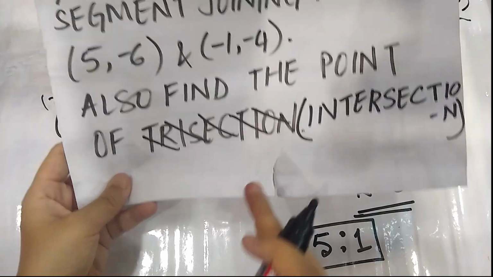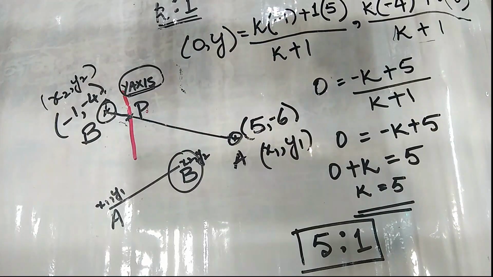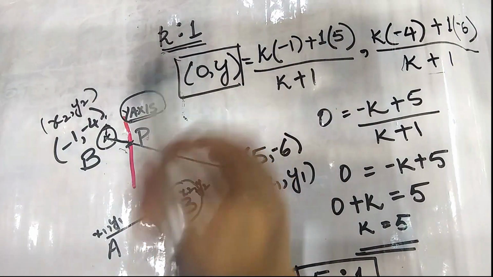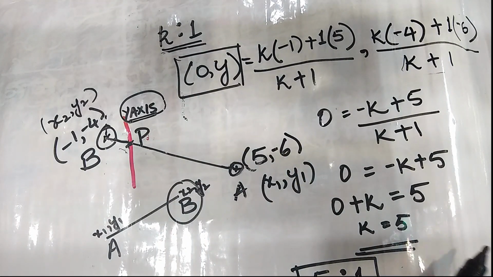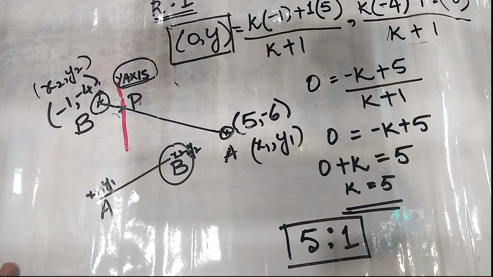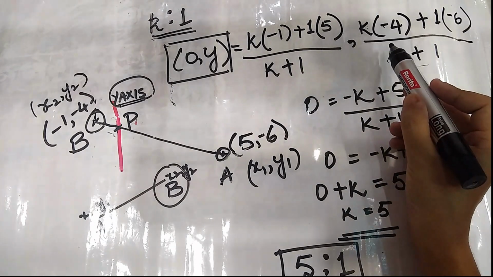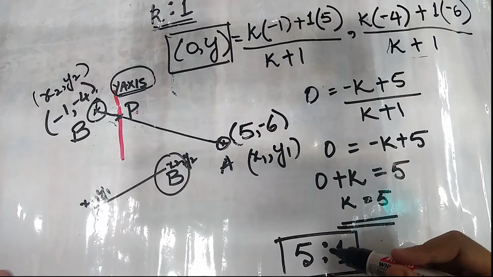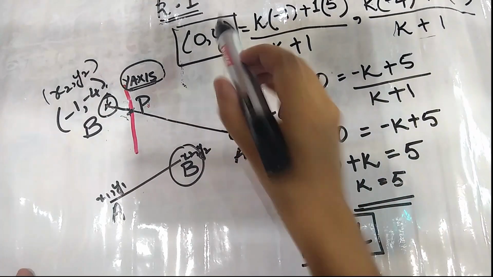So the first part was finding the ratio, which we've already found, 5:1. The next part is also find the point of intersection, which means that we have to find this. 0 is what we already know. Y is what we have to find, right? And we already know what is the ratio, that is k:1. So we can just apply this ratio into this, because this is the y coordinate equation, right? So if you just place this ratio in this equation, you will get the y coordinate.